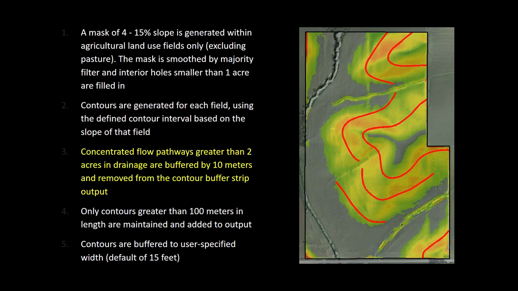Concentrated flow paths greater than 2 acres in the drainage area are buffered by 10 meters and removed from the contour buffer strip output. That way the contour buffer strips do not intercept flow paths that would hold too much flow for the strip to intercept. Only contours greater than 100 meters in length are maintained and then added to the output. This output is then buffered to a user-specified width, which as a default we provide 15 feet.